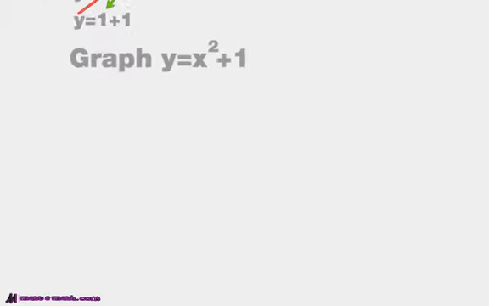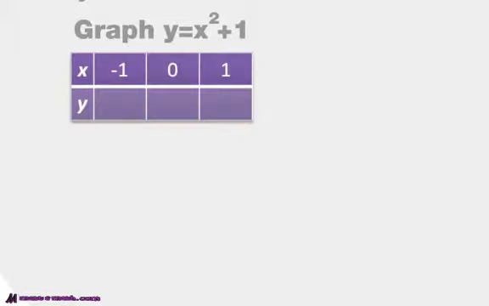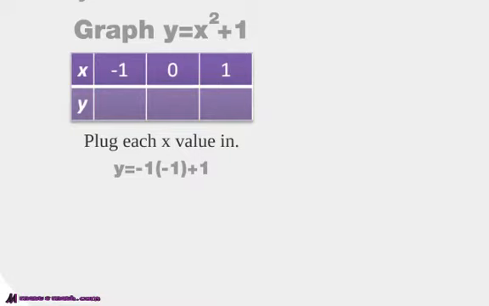Not too bad. All right, let's graph this one. y equals x squared plus 1. All right, we're going to pick those 3 points, -1, 0, and 1. Plug in each value. We get -1 times -1, which is 1, plus 1 is 2. Plug in 0, 0 squared, big fat nothing, plus 1 is 1. And then 1 times 1 is 1, plus 1 is 2.